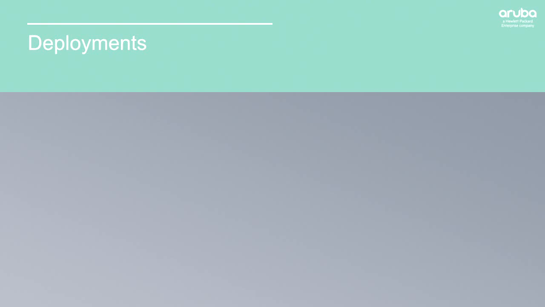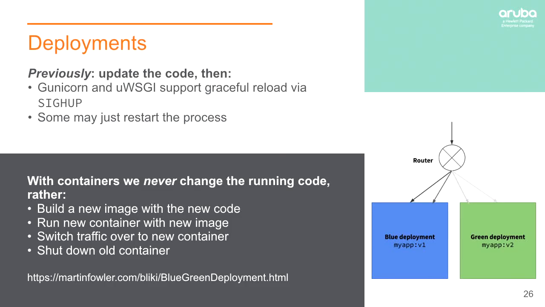Right, then deployments. Previously, before you were in Kubernetes, when you were running this Python application just on an EC2 host or VM, what a lot of people would do is update the code on that machine. They might do something as simple as a git pull, or install a new package, or have their config management tool update the code, and then they reload it. With WSGI servers, you can send them a signal and they'll do a graceful reload. You can also just restart the thing.